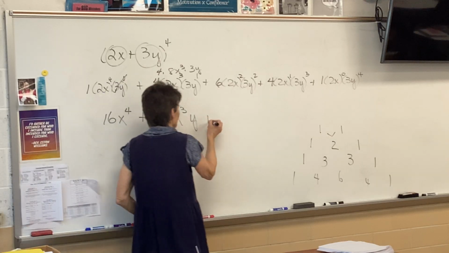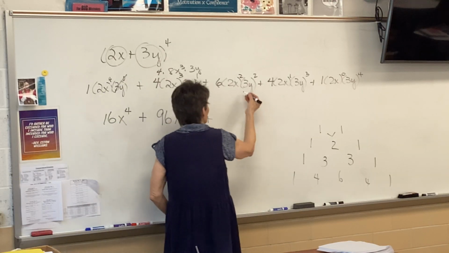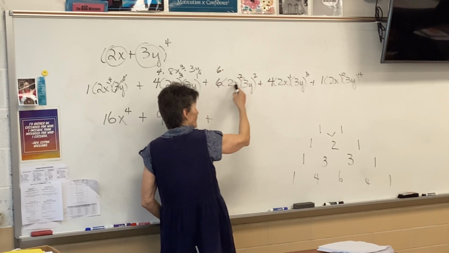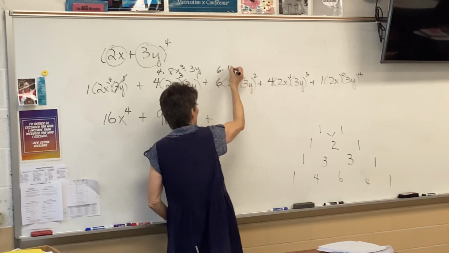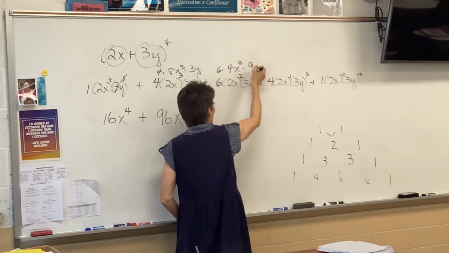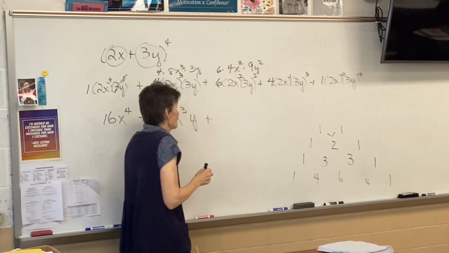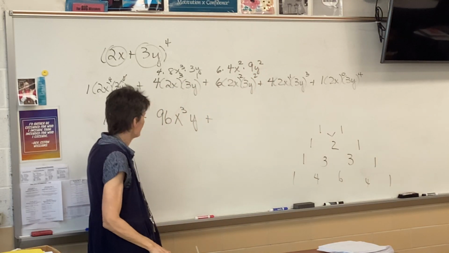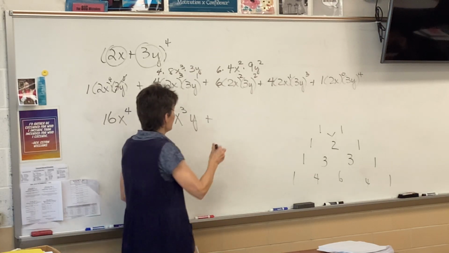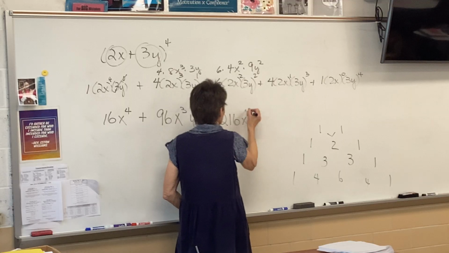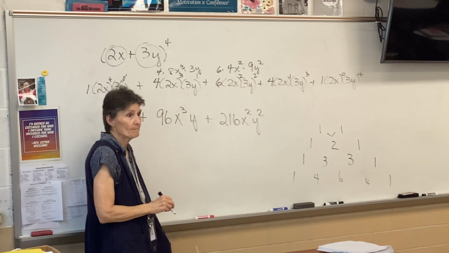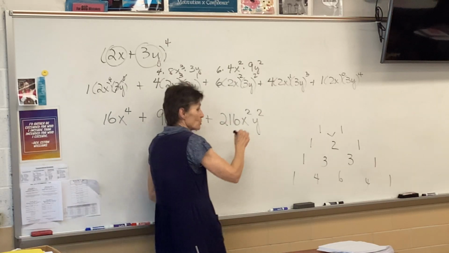Now, the next term, and here we go, same thing, be careful, you have your 6, what's this? 4x squared, what's this? 9y squared. So now we have 24 times 9. 216, x squared, y squared. Got it? Right, you do the next one.